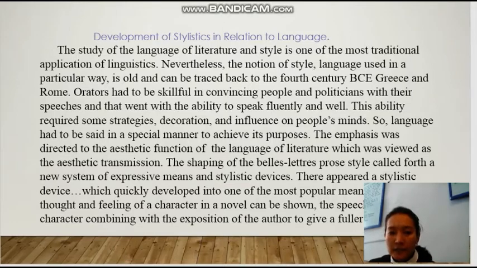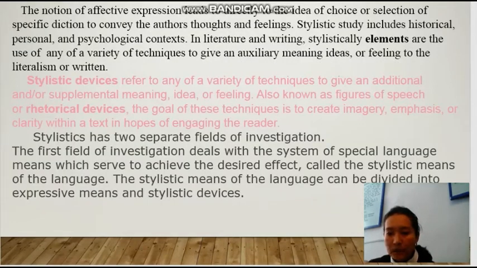The next is, let's get to know the notion of effective expression, which leads directly to the idea of choice or selection of specific diction to convey the author's thoughts and feelings, to express them in the work. Stylistic study includes historical, personal, and psychological contexts. In literature and writing, stylistic elements are the use of any of a variety of techniques to give an auxiliary meaning, ideas, or feeling to the literal or written.